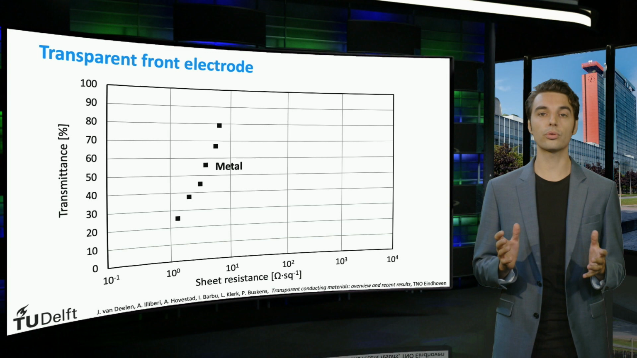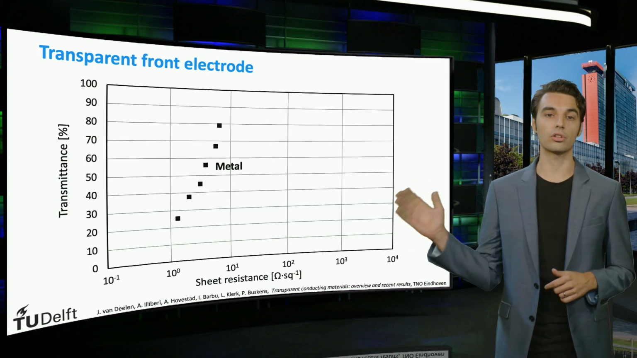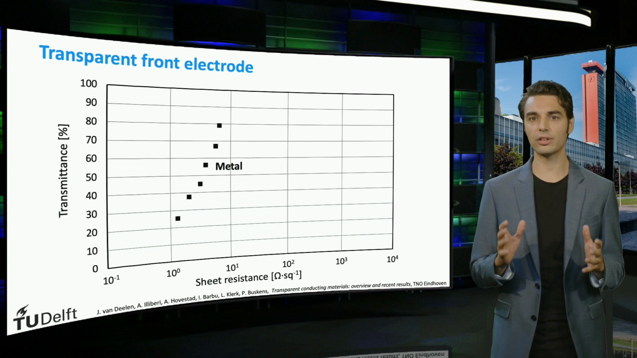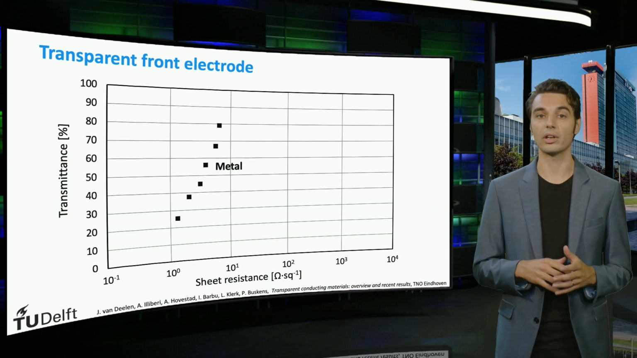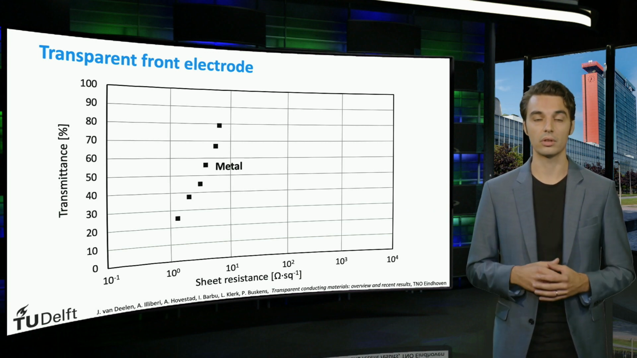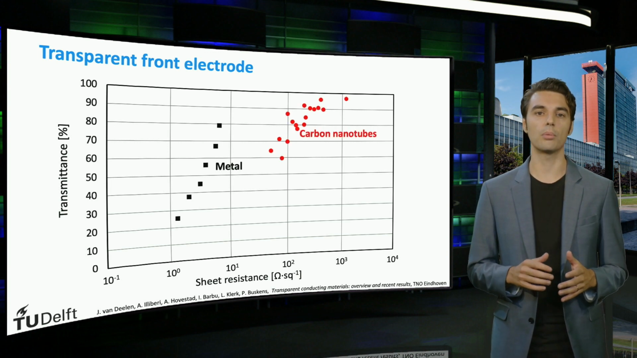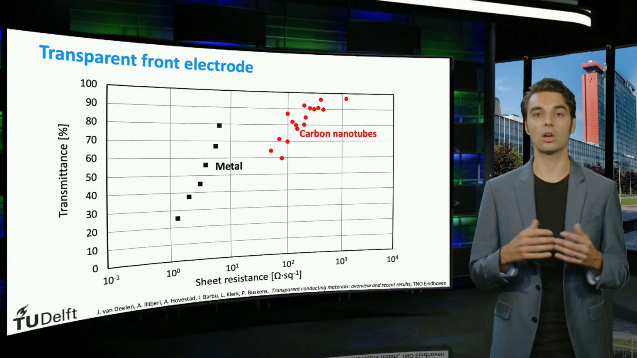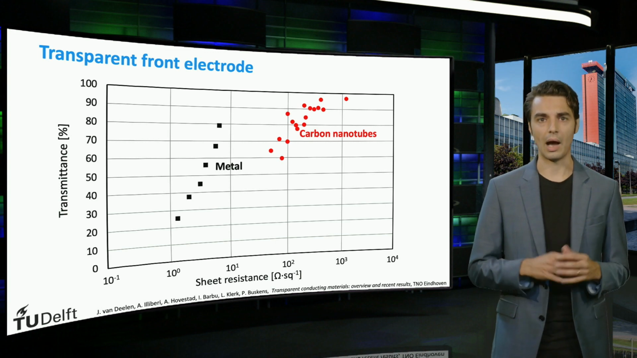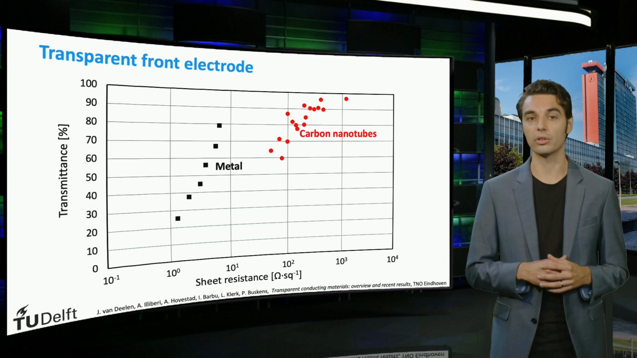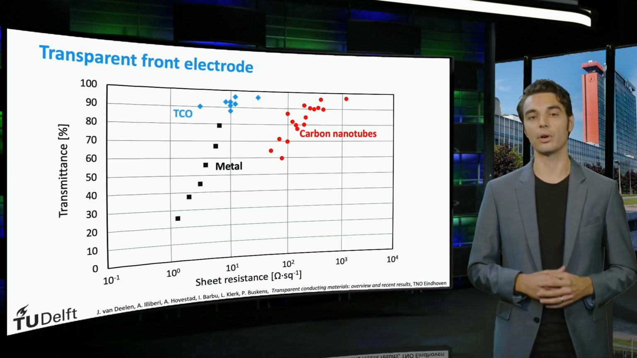The transmittance of such a metal sheet is plotted in this graph as a function of its resistance. The metal film becomes less transparent and more conductive as the film thickness increases. The same trade-off between conductivity and transparency is observed in some more exotic materials like carbon nanotubes. However, transparent conductive oxides can achieve much lower sheet resistance for similar transmittance values.